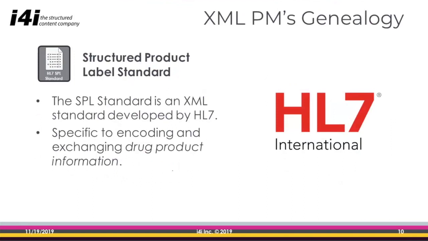Health Level 7 is a not-for-profit standards development organization dedicated to providing standards for the exchange of electronic health information that supports clinical practice and management of health services. The Health Level 7 SPL standard is a document markup standard that specifies the structure and semantics for the regulatory requirements of exchanging drug product information. Thus, it basically defines the content of human prescription drug labeling in an XML format.